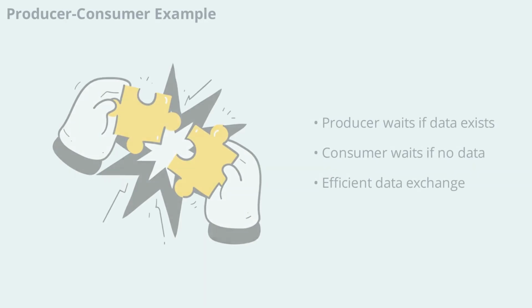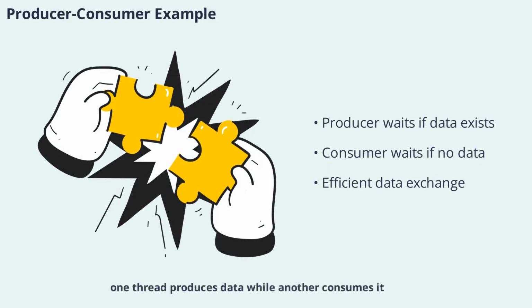The producer-consumer model: one thread produces data while another consumes it. Synchronization ensures that the producer waits if data is already available and the consumer waits if no data is present. This coordination prevents race conditions and ensures efficient data exchange between threads. Java's synchronized methods and wait notify mechanisms make this possible.